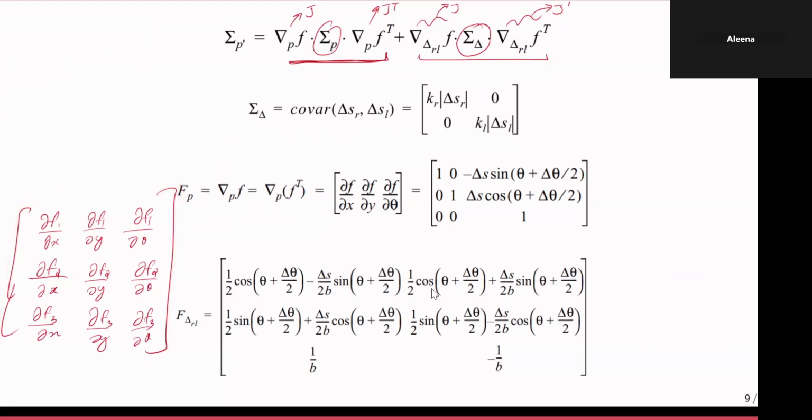And this, where is this? Yeah, this is the uncertainty regarding the position. And now what about this term? This term is the Jacobian matrix with respect to the inputs, delta SR and delta SL. So yeah, this is the way that you got this expression, right?